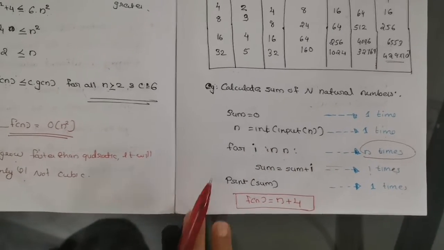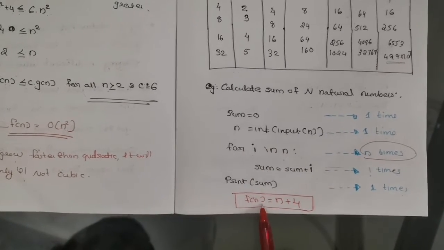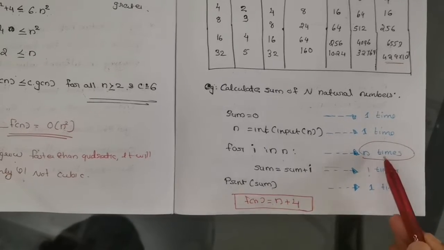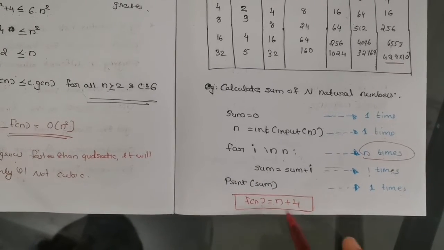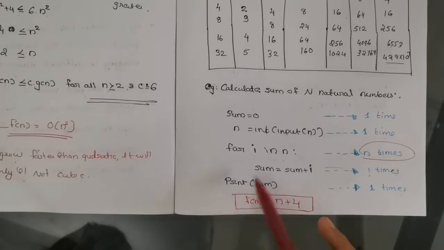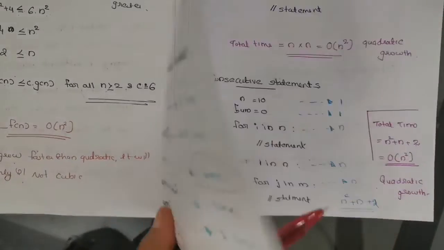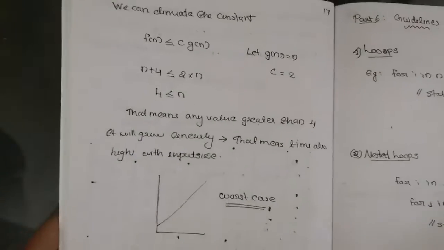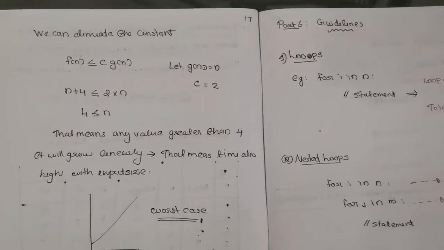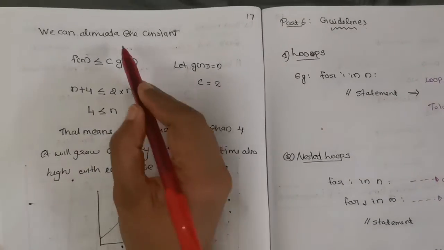So the total time consumed by the function is f of n equal to n plus 1 plus 2 plus 3 plus 4. So this is the total time taken by the entire program, but this is the worst case. So we need to eliminate the constant. You can see here we need to eliminate the constant.